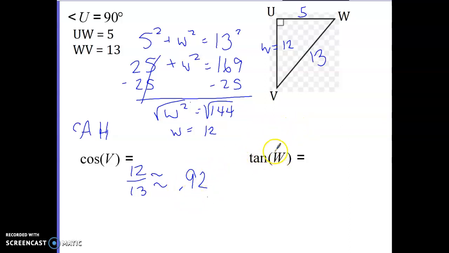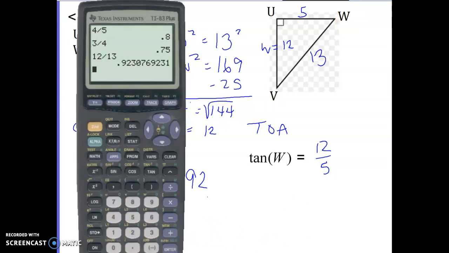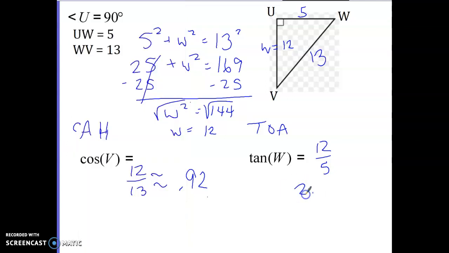Okay, let's do this one. Let's do tangent of W. So the ratio for tangent, think back: TOA. Tangent is opposite over adjacent. So I'm going to go to angle W, which is here. Opposite is going to be 12. And adjacent, the one that is next to but not the hypotenuse, that's here, 5. So 12 over 5. There's the ratio. And if we want a decimal, we'll just type that in our calculators. 12 divided by 5 is 2.4. So the ratio for tangent is 12 over 5, and the decimal that goes with that is 2.4.